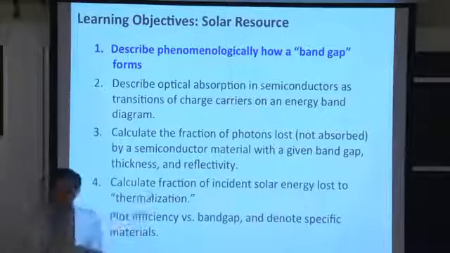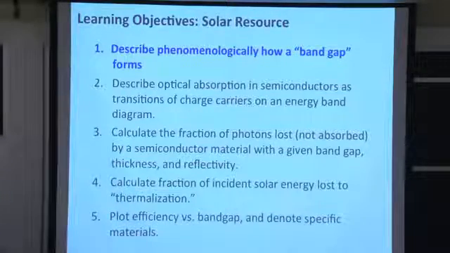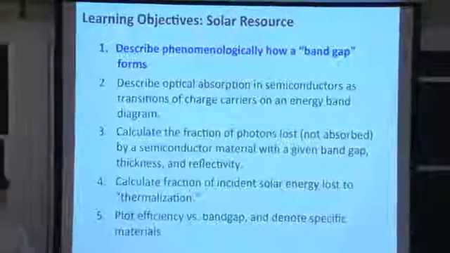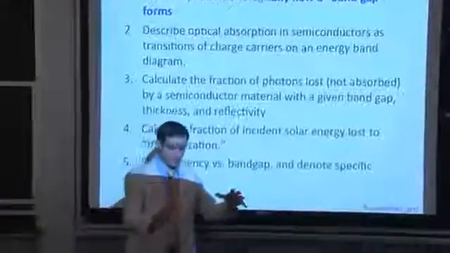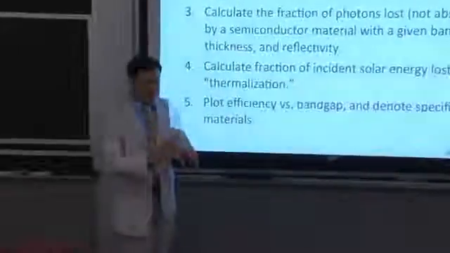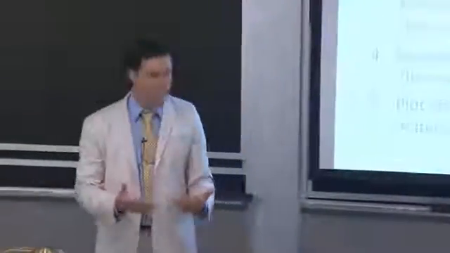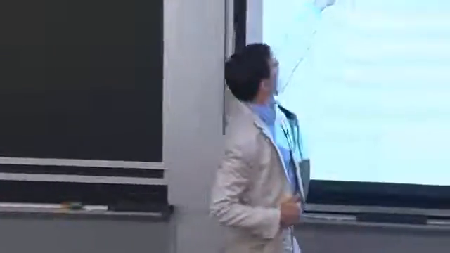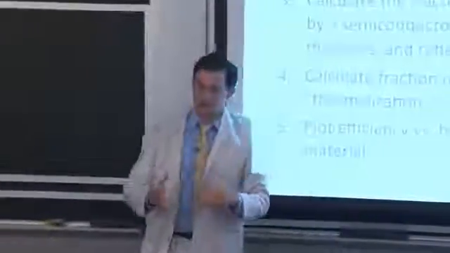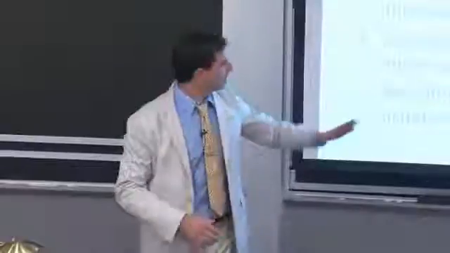Then we'll describe how optical absorption in semiconductors represents the transitions of charge in an energy band diagram. In other words, if we imagine a given space of the semiconductor device, say a surrounding of a given atom, and we imagine that different electron orbitals will have different energies associated with them, we are going to be talking about how light gets absorbed and transitions electrons between those different energy orbitals.